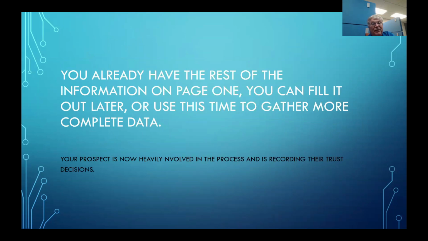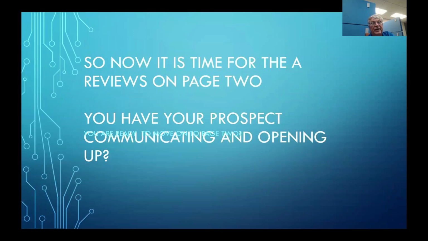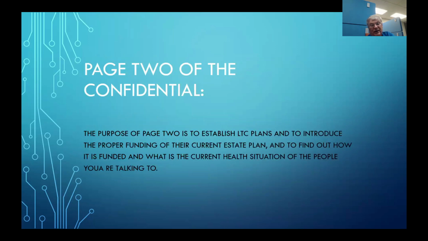You already have the rest of the information on page 1. You can fill it out later or use this time to gather more complete data. Your prospect is now heavily involved in the process and is recording their trust decisions on the website. So now it's time for the reviews on page 2. You have your prospect communicating and opening up. Remember now, page 2 is where you as a licensee will make the most money.